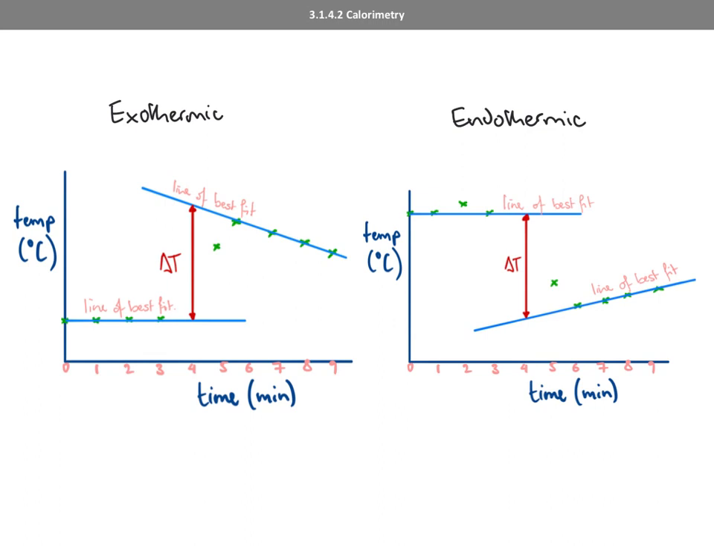And then just remember, when it comes to the calculation, determine which of the reagents was the limiting reagent, and base the number of moles in your delta H part of the calculation on the limiting reagent.